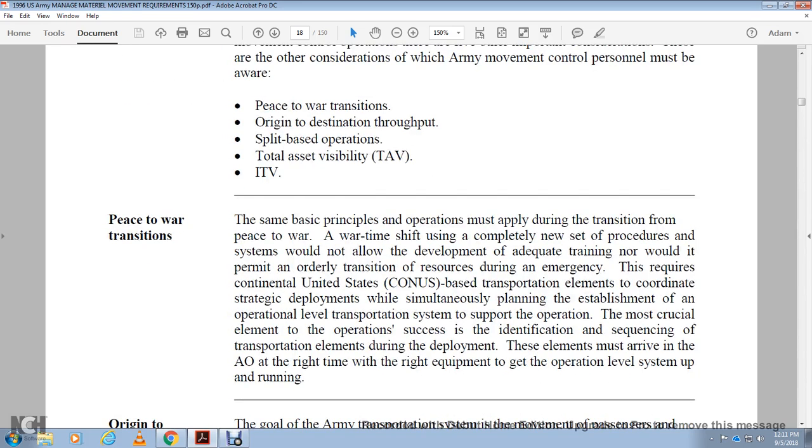Peace to war transition. The same principle of operation must be used during the transition. Shifting from peacetime to wartime with a completely new set of procedures would not allow the development of adequate training, nor would it permit the orderly transition of resources during an emergency.